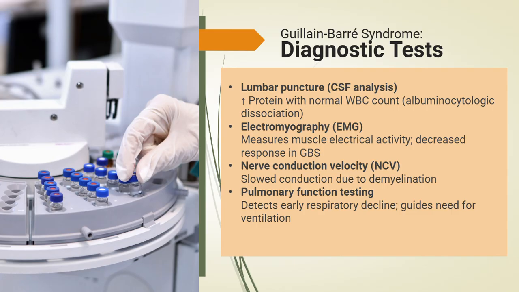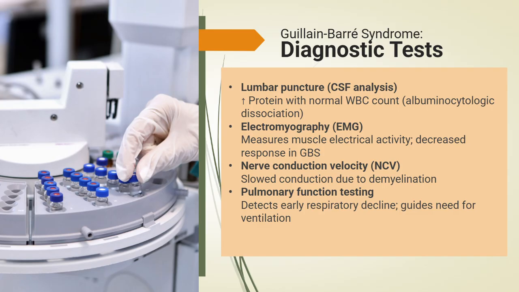Next, we have electromyography, or EMG. This test measures the electrical activity in muscles and how well the nerves are communicating with them. In Guillain-Barré syndrome, the conduction between the nerve and muscle becomes slower or blocked because myelin is damaged. Electromyography helps confirm that the weakness is coming from a peripheral nerve problem rather than from the brain or spinal cord. A related test is nerve conduction velocity, or NCV.